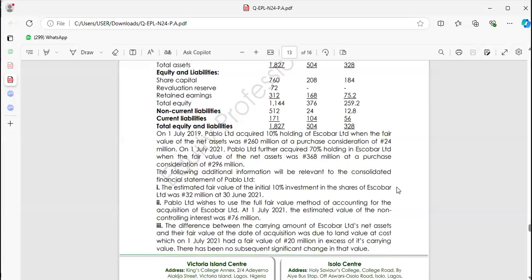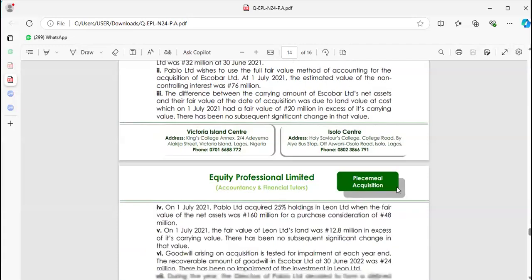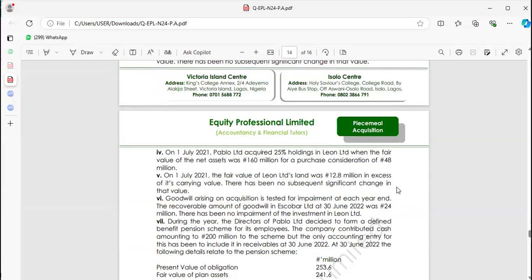The following information will be relevant to the consolidated financial statements of Pablo Limited. The estimated fair value of the initial 10% investment in Escobar was 32 million. Pablo wishes to use the fair value method of accounting for the acquisition of Escobar Limited. On 1st July 2021, the estimated fair value... the difference between the carrying amount... What does he have in Leon? On 1st July 2021, Pablo Limited acquired a 25% holding in Leon. So Leon is an associate.